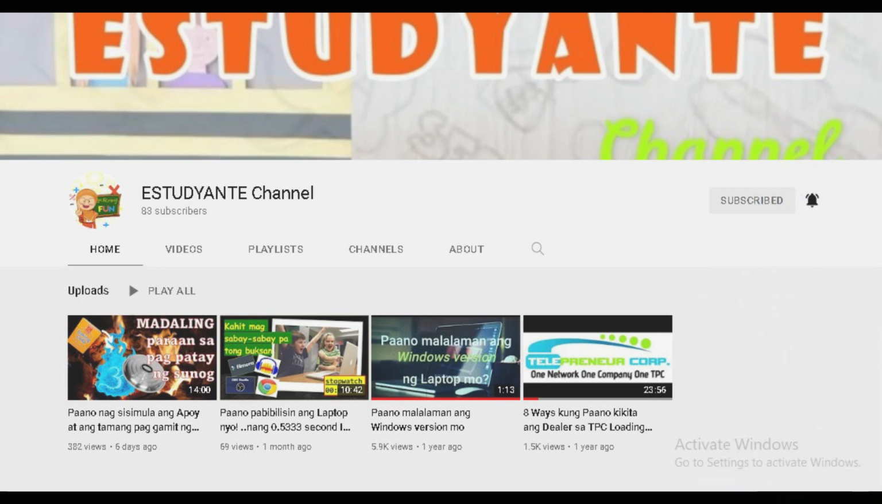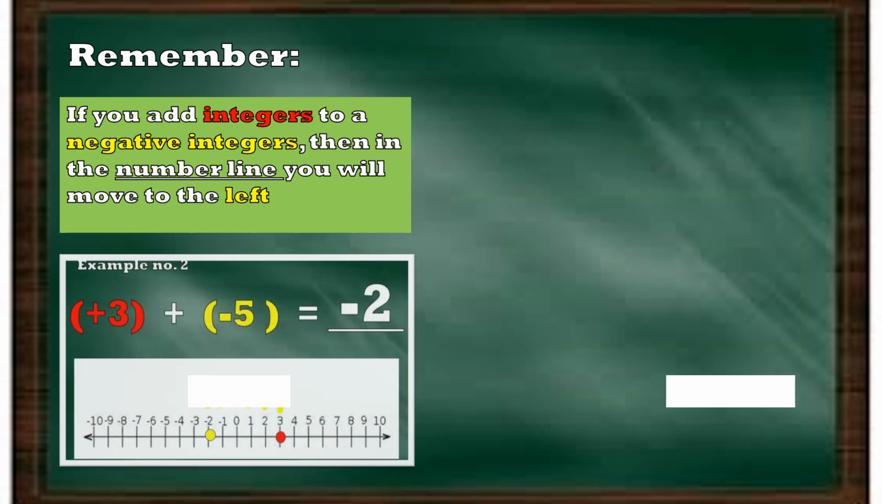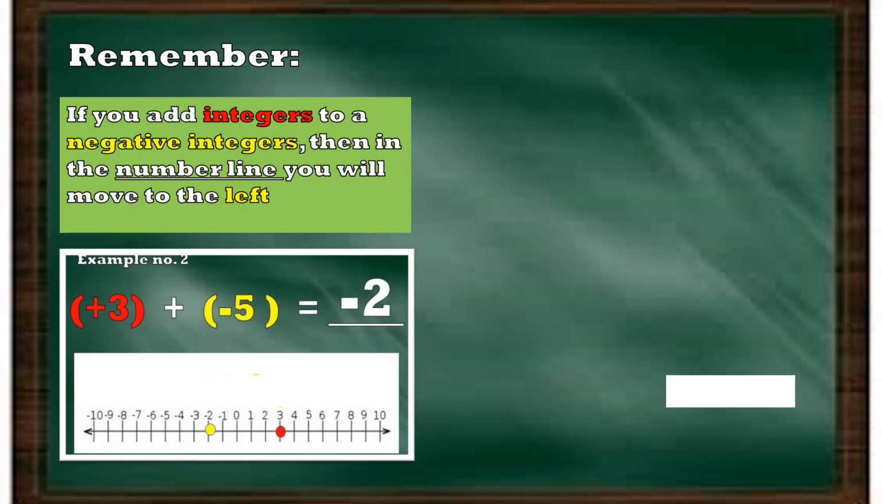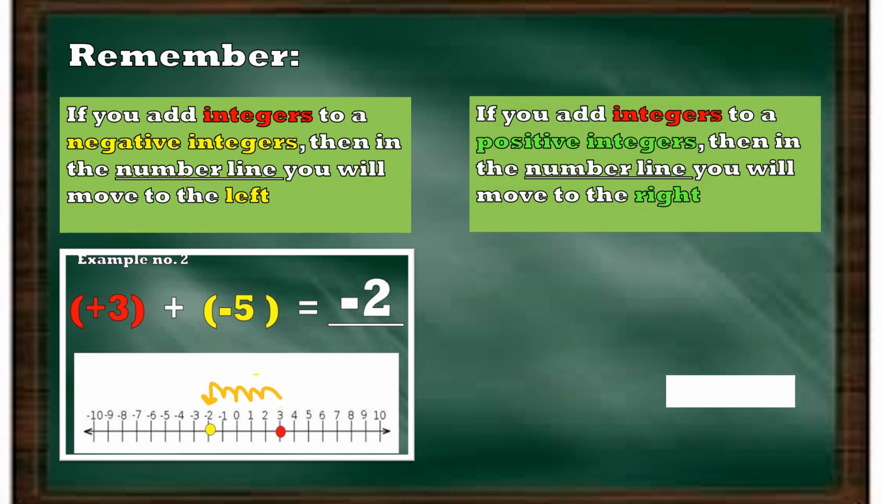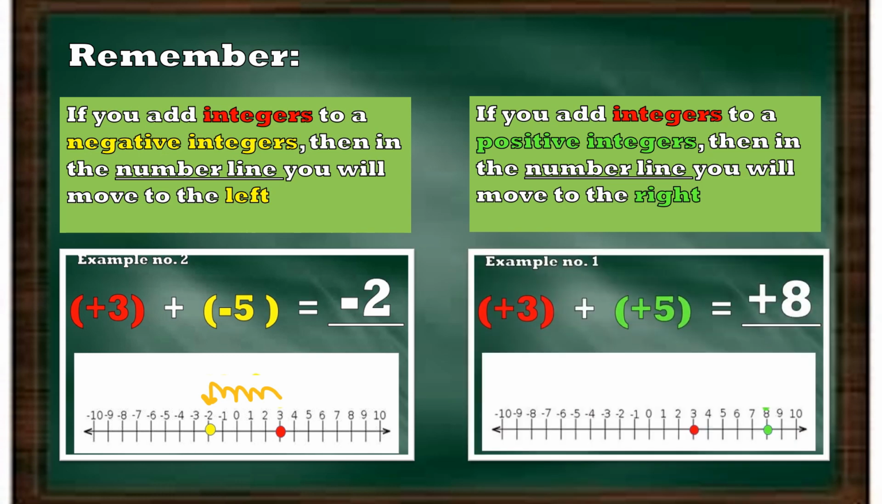Thank you, students. So, in adding integers, there are 2 rules. 1. If you add any integer to a negative integer, you will move to the left of the number line. And the second one, if you add any integer to a positive integer, you will move to the right of the number line.